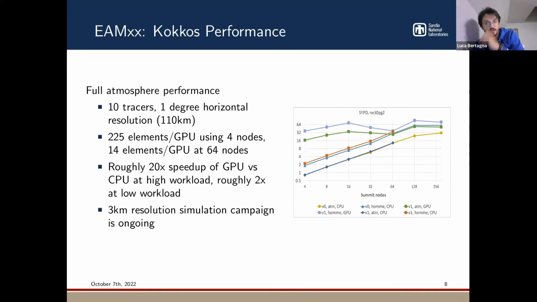And again, each Summit node has 6 GPUs, so you can do the math of how many GPUs each of these data points is using. And unfortunately, I'm not able to show you the 3-kilometer resolution as I'm speaking. Someone else is running the jobs on Summit.